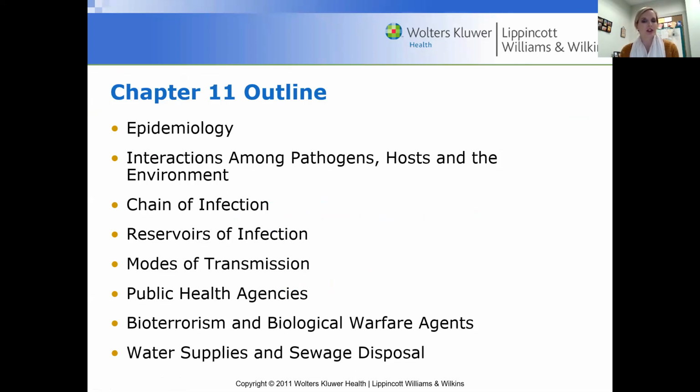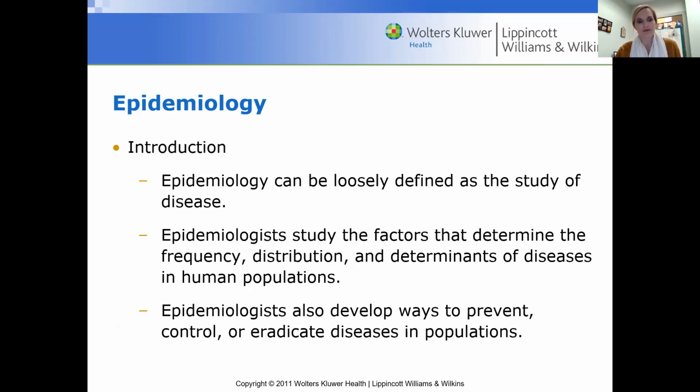But we'll take a look at interactions among pathogens, hosts, and the environment. We'll take a look at what's called the chain of infection. Part of the chain of infection includes reservoirs and the modes of transmission. So really what we're going to look at is how infections spread. We're already pretty familiar with the spread of infections and how we can break that chain of infection, but we'll touch on that. Then we'll take a look at public health agencies, and we're actually going to end the chapter there. So we don't get into bioterrorism and warfare agents, so we don't need to worry about that. Okay, but let's take a look.